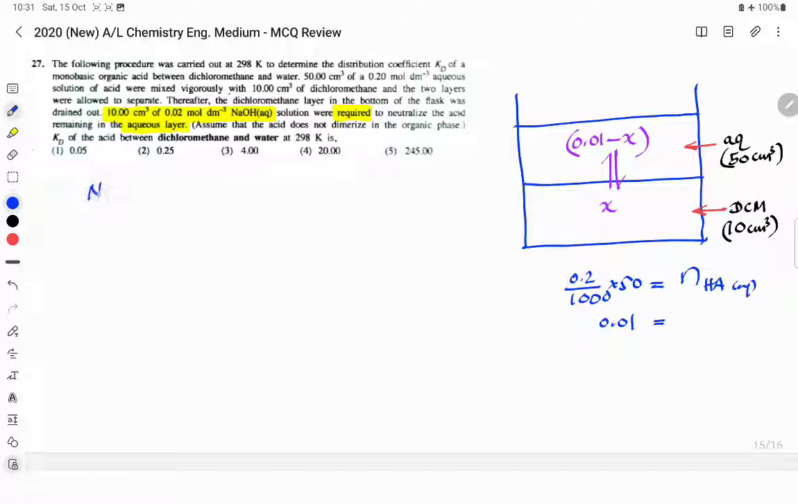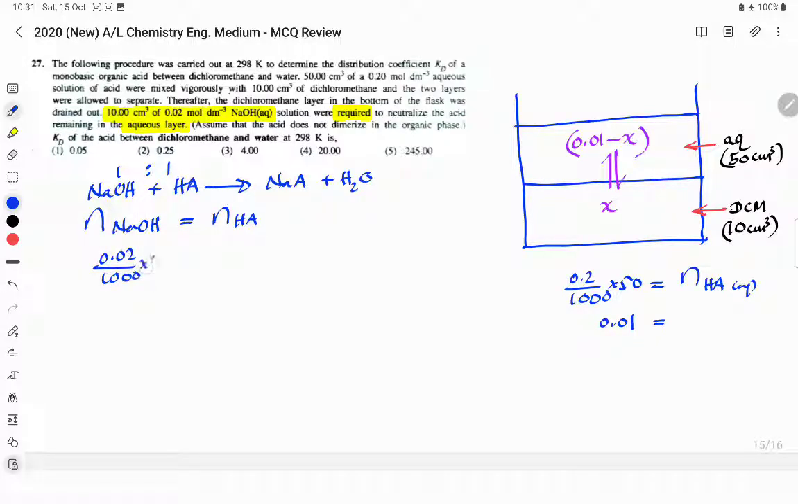So the reaction will be NaOH reacts with the organic acid. They say it's a monoacidic organic acid, and you will get NaA and water. The stoichiometry is 1:1. Therefore, the amount of NaOH will be equal to amount of HA. The amount of NaOH will be 0.02 divided by 1000 into 10. So this will be equal to the amount of HA, which will be equal to 2 × 10^-4 moles. This is the number of moles of HA in the aqueous phase.